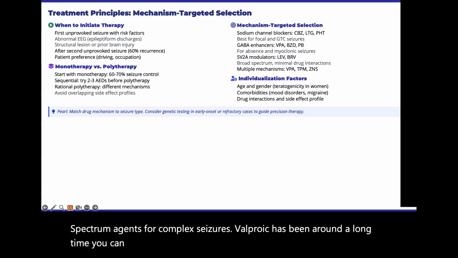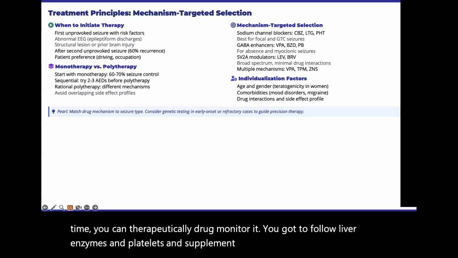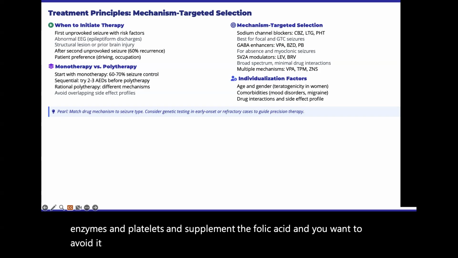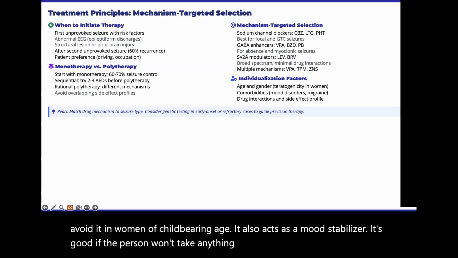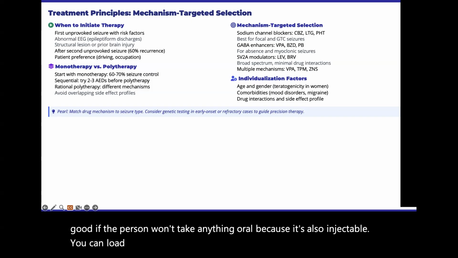You have to follow liver enzymes and platelets and supplement folic acid, and you want to avoid it in women of childbearing age. It also acts as a mood stabilizer. It's good if the person won't take anything oral because it's also injectable. You can load them. So valproic acid has hung around for a long time because it's very versatile.